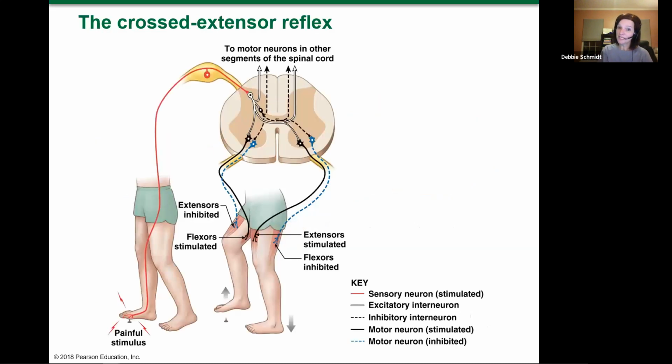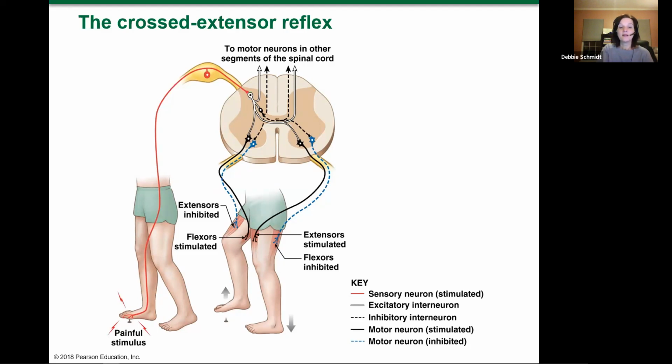A little more complicated one, okay, and of course a little slower one, because the more synapses we need, the slower this is. The crossed extensor reflex. In this case, you have stepped on a tack or a piece of glass, and that sensory neuron comes in. It is going to communicate with an interneuron. And we've got to do a couple things here. So we're going to have to share this message with a few interneurons, and we're going to have to cross to the other side of the spinal cord because we've got to work on muscles on the other side.